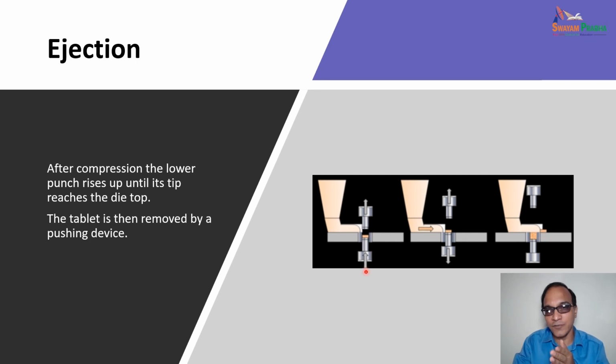So meanwhile, when the lower punch is moving up, the upper punch is also moving backward. You can see here, and then the tablet is ejected like this. It cuts from the die fill and it is ejected. So compaction and then ejection. These are the two major processes, or steps, of tablet punching.